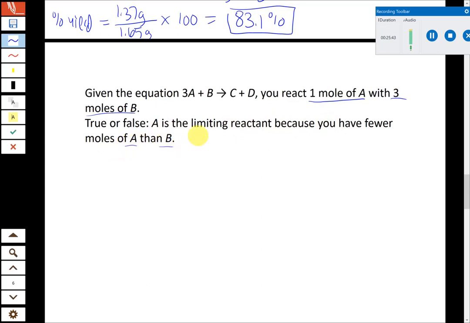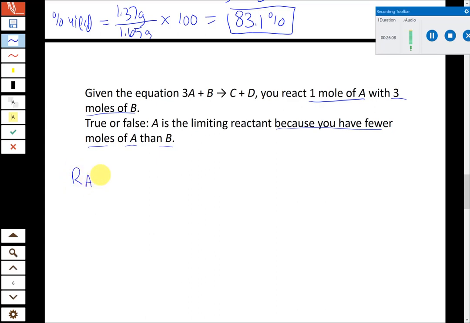Now this is a common trap that people fall into. To find what the limiting reactant is, you cannot just know how many moles there are. That's part of it, but just knowing the number of moles of substances does not tell you what the limiting reactant is. So A might be the limiting reactant, but it's not because you have fewer moles. That's never the reason why something's a limiting reactant. The way that we can actually figure out what the limiting reactant is is using stoichiometric ratios.